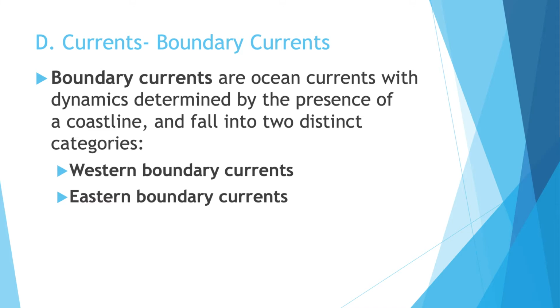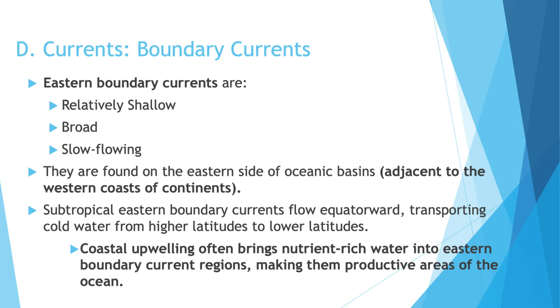This creates boundary currents, which are dynamic and determined by the presence of the coastline, and they fall in two distinct categories. So you have western or eastern boundary currents. And eastern boundary currents are usually found on the western side of coasts, and western boundary currents are found on the eastern side of coasts.